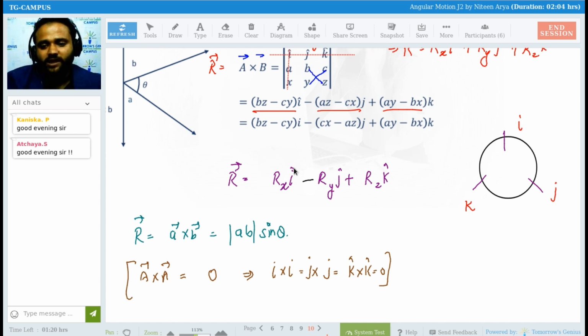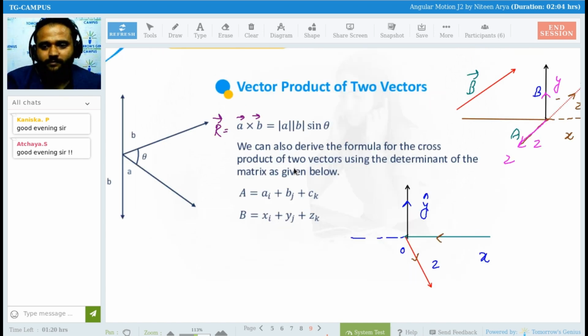So automatically i cross i, j cross j, k cross k are 0. So j cross k gives me i, but only it gives me positive i, and the sign is going to be positive if I'm doing it in the clockwise direction. As you can see, j cross k is i. And how you can see that? From the previous. Clear?